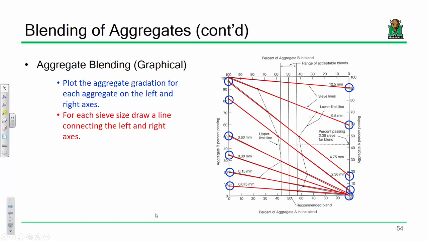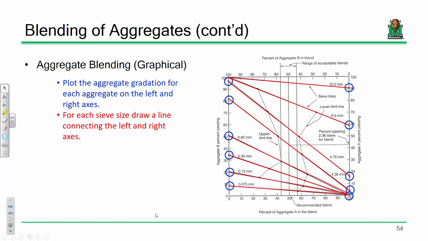Does that make sense? So the idea is that each of these lines that are being connected represents a given sieve. So this line might be the number 4 sieve. This line might be the number 8 sieve. This line might be the number 16, et cetera, et cetera. Each of these lines represents a given sieve. And let's be clear, we're using linear interpolation.